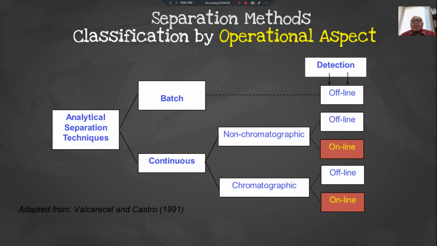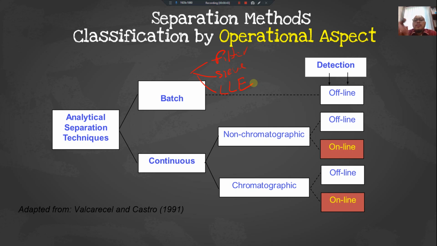Okay, let's look at the next one, the separation methods that we can classify by operational aspect. Here we have the analytical separation techniques, either batch or continuous. What is an example of an analytical separation technique by batch? For example, we perform using a filter or using a sieve, or we can use liquid extraction. Liquid extraction means by batch. You cannot do it continuously.